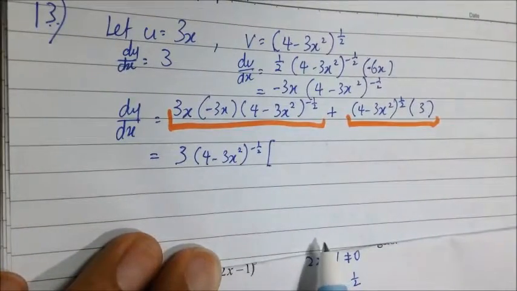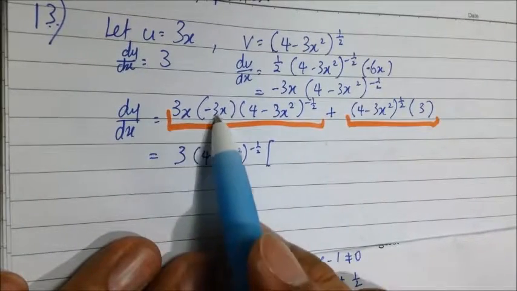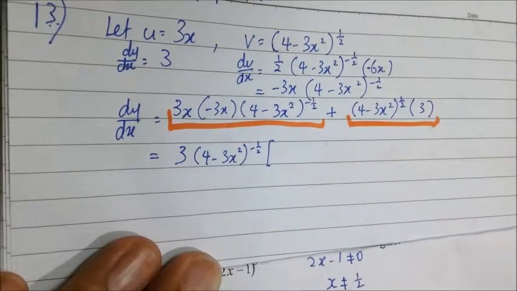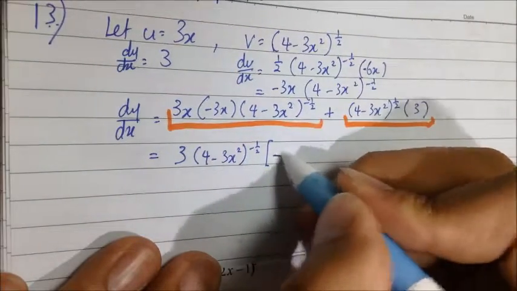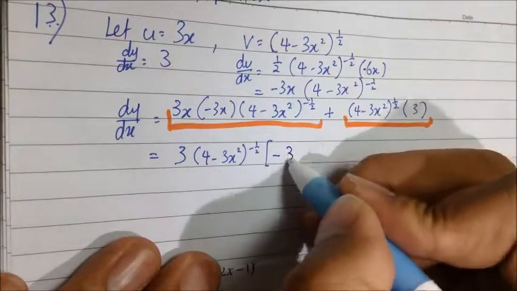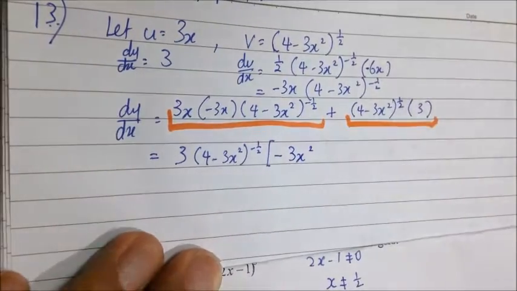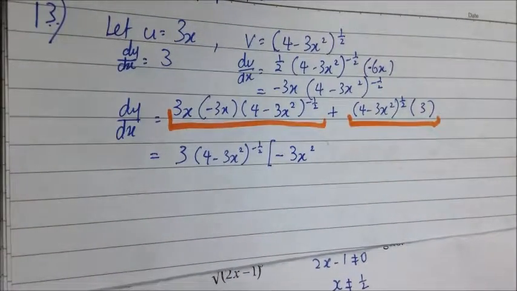Okay, write down the first one. What is left? This is 3x times 3x. Really? So, I take out 3, I will be left with 3x squared. Am I correct? So this is my first tray.